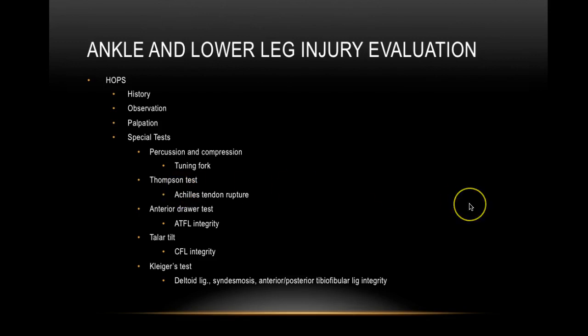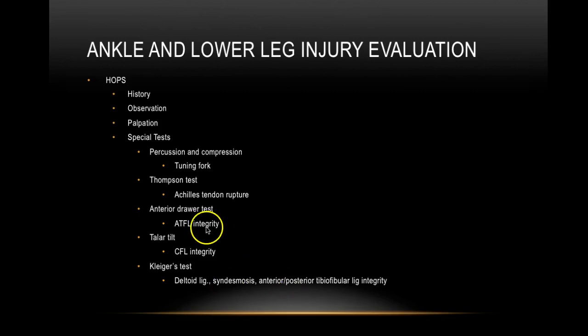The Thompson test is a really easy test where you just squeeze the gastroc while the patient is laying on their stomach or in a prone position. A normal Achilles will, once you squeeze the calf, pull on the calcaneus, so you'll see the foot move a little bit when you do that. However, if you have an Achilles tendon rupture, whether it be a complete rupture or a partial rupture, you will not see the ankle or the foot move when you do this test. So that would indicate a positive test.